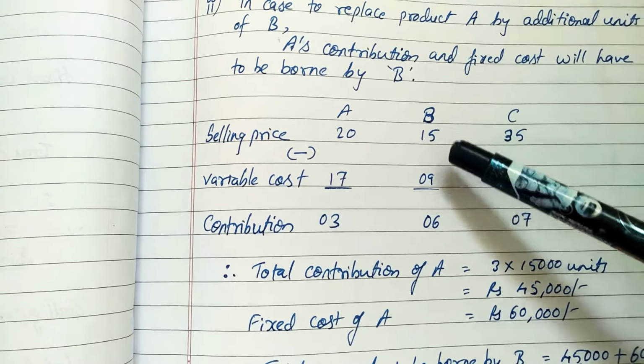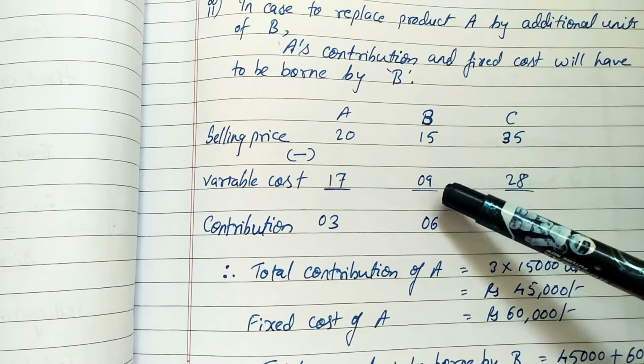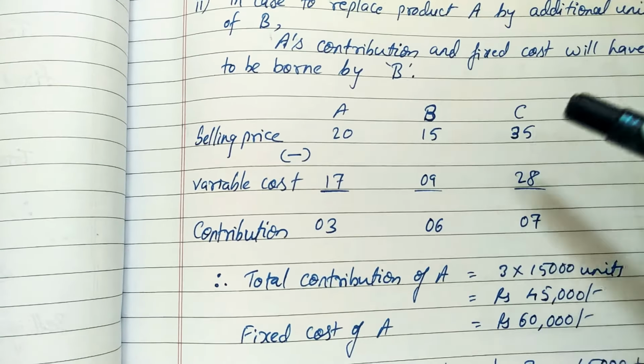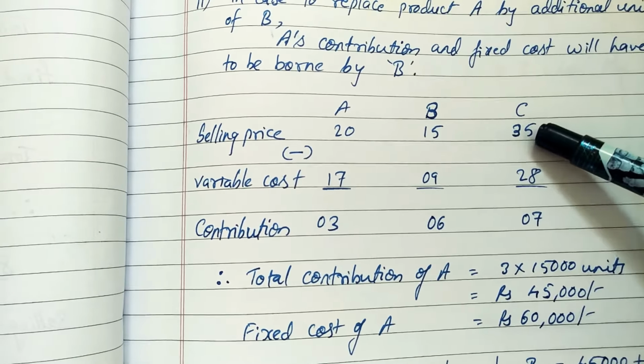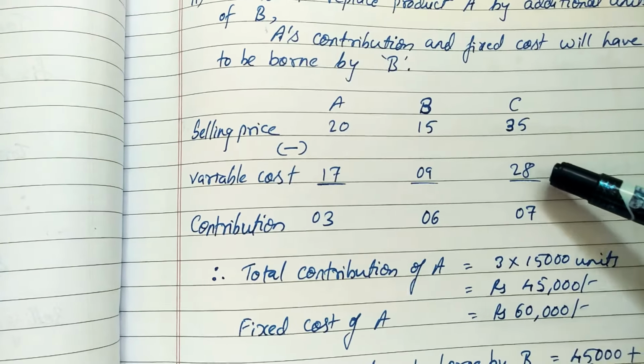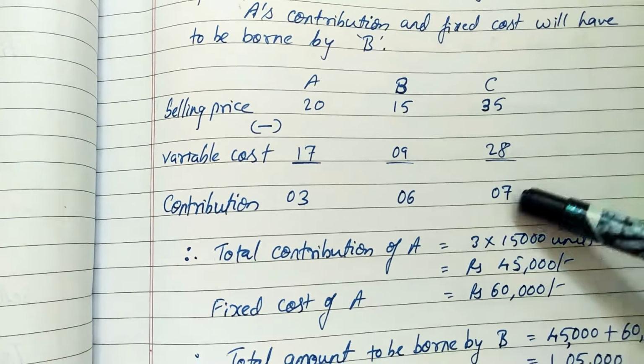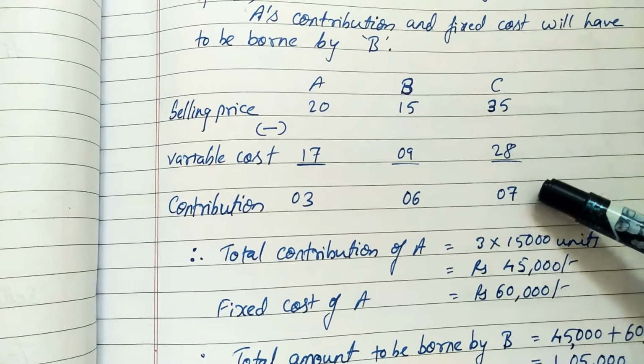For B, the selling price is 15 rupees, 9 rupees is the variable cost. So contribution is again 6 rupees over here. For C, selling price is 35 rupees, variable cost is 28 rupees. So the contribution here is again 7 rupees. So if you see over here, these are the three contributions.